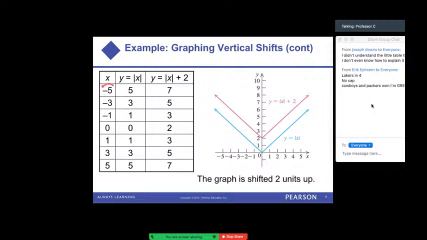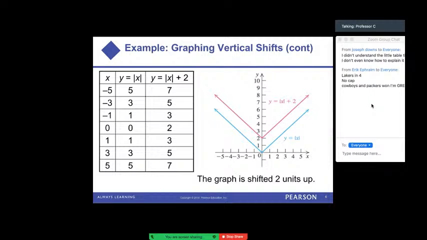So notice the absolute value of -5 is 5. Then if we add 2 to that, we get 7. Absolute value of -3 is 3. If we add 2, we get 5. So on and so on until we finish the list, right? So then the blue was the original, the red is the new.